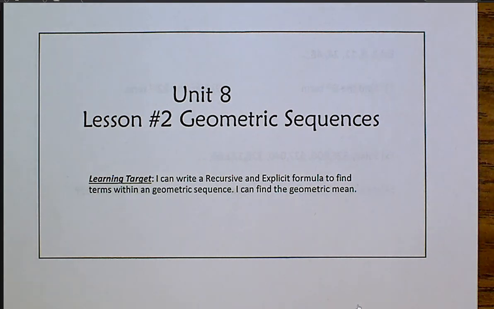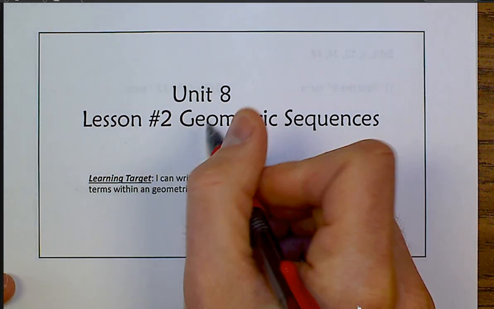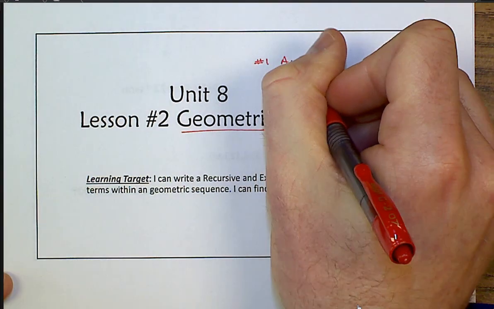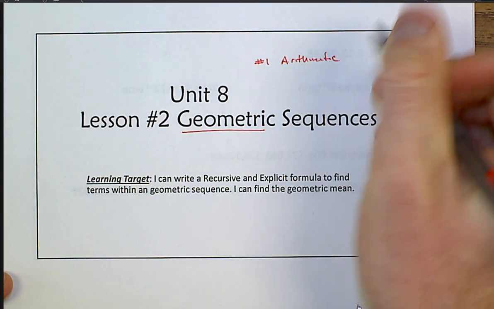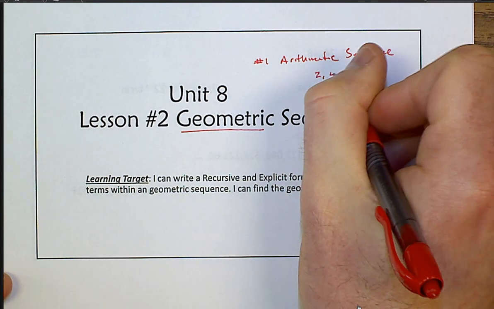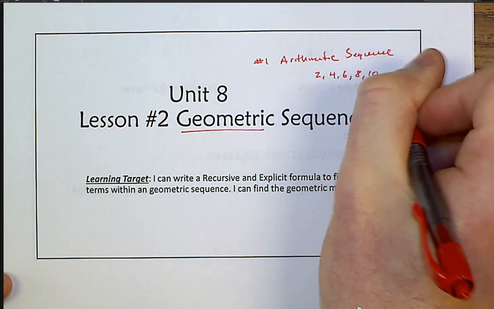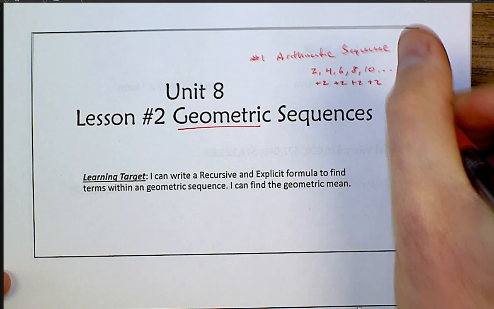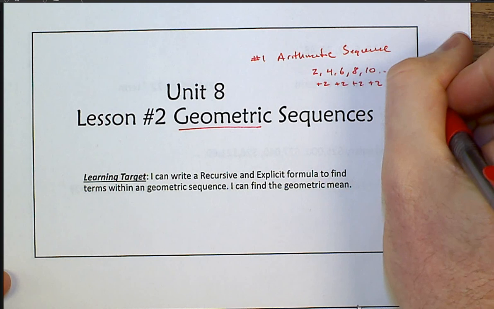Lesson 2, Unit 8. And today we're going to be talking about the second type of sequence in this unit, which is the geometric sequence. If you remember from Lesson 1, we talked about arithmetic, right? And an arithmetic sequence is when we're adding something to the same term, 2, 4, 6, 8, 10, dot, dot, dot. We're adding 2 to every single term. That's called the common difference. D would be 2. And that's an arithmetic sequence.